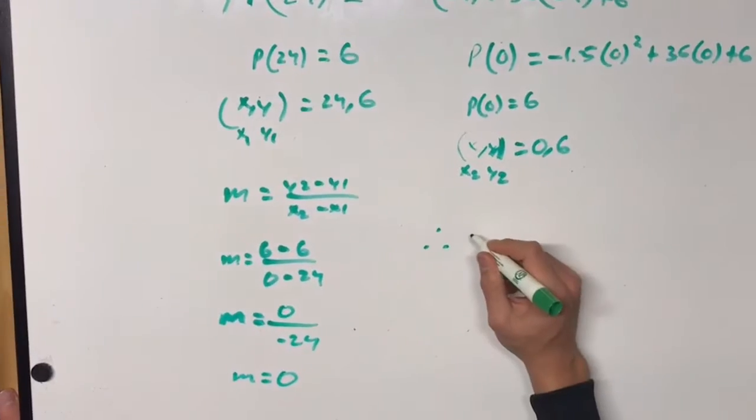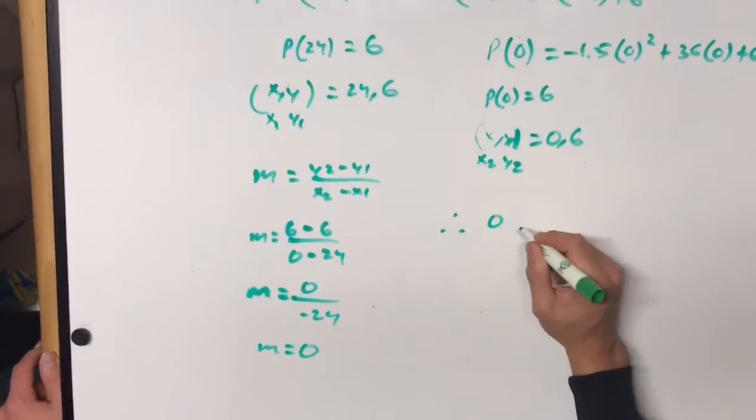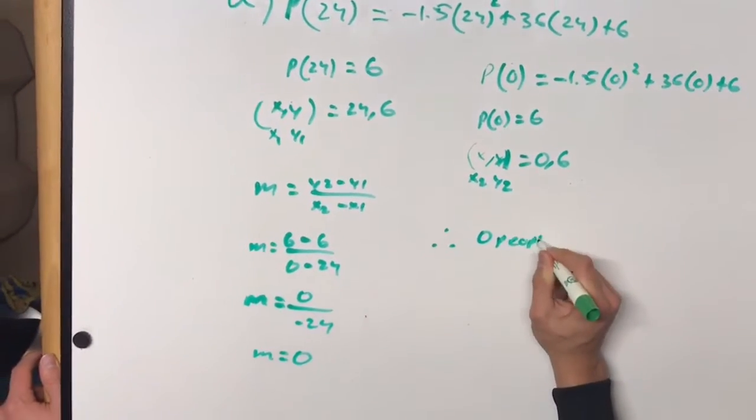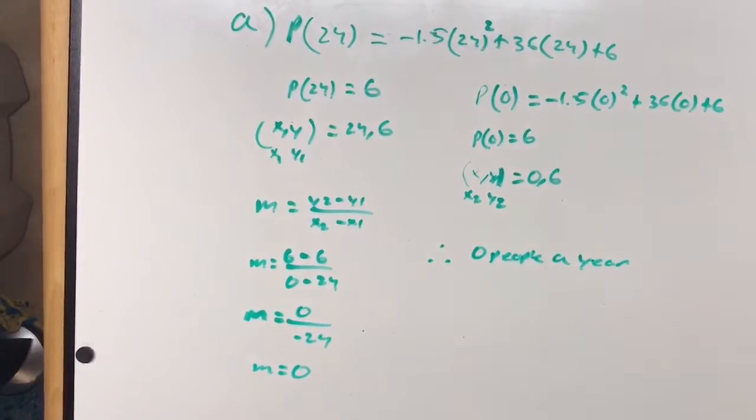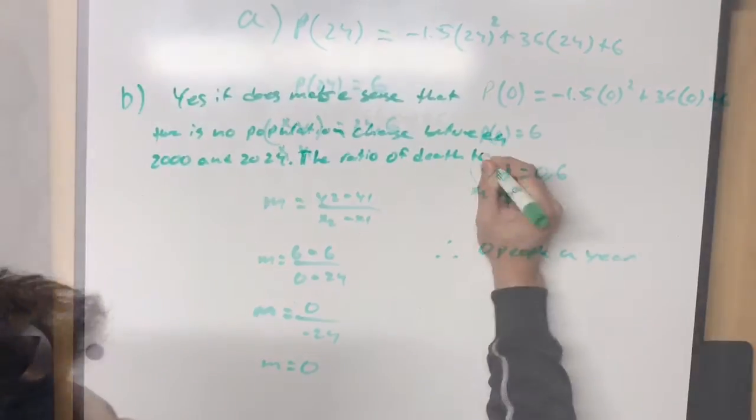In order to get full marks on this question, you will need to add a therefore statement. So therefore, the average rate of change in the population between years 2000 and 2024 is 0 people a year.